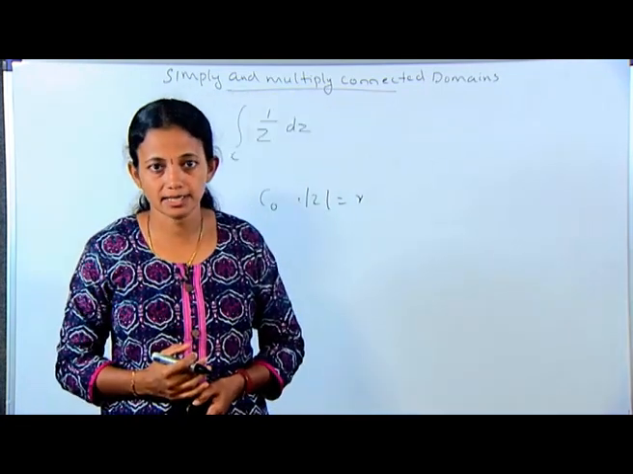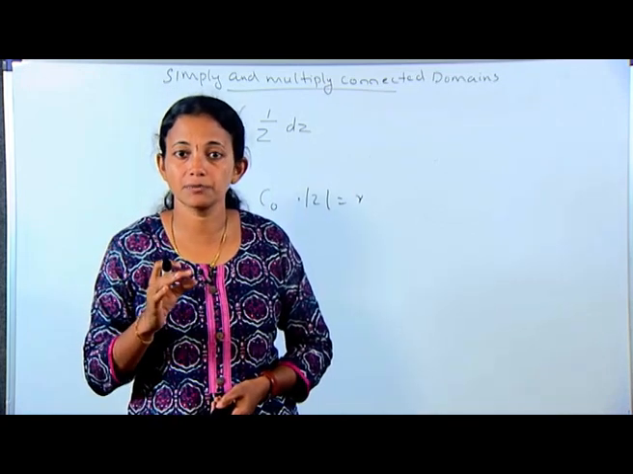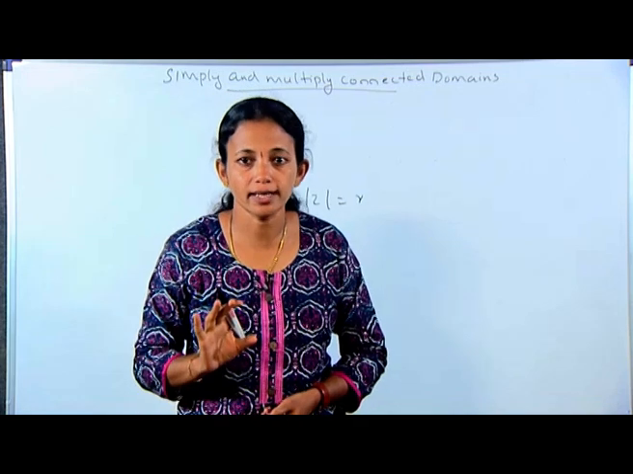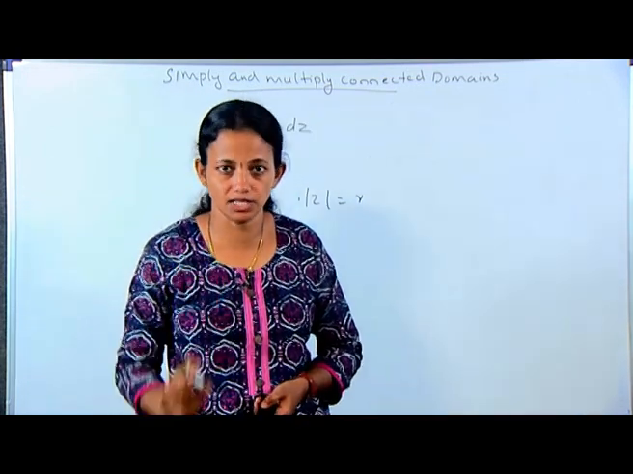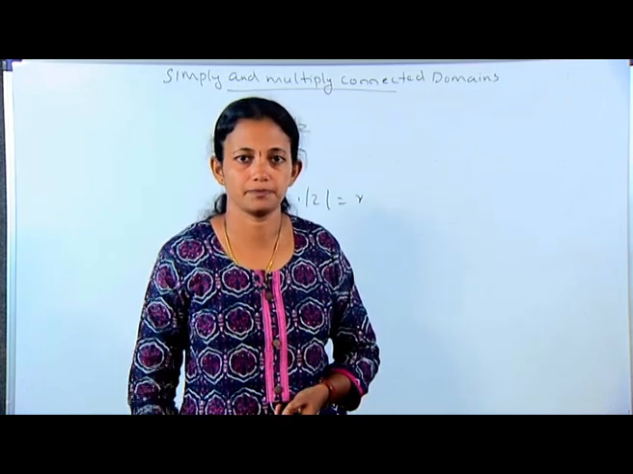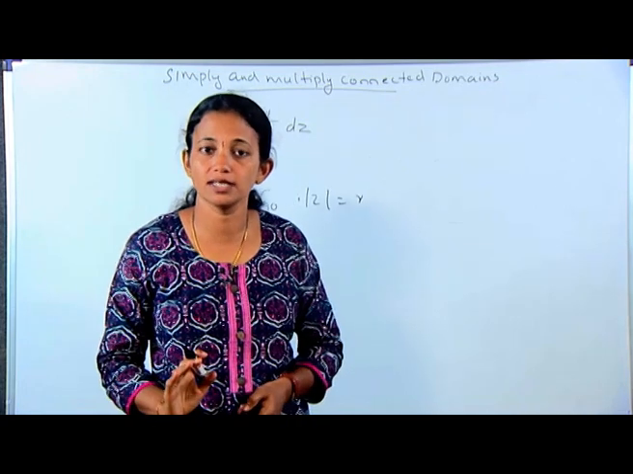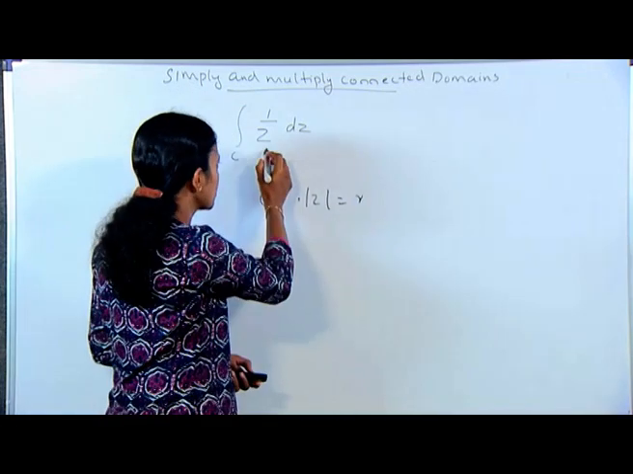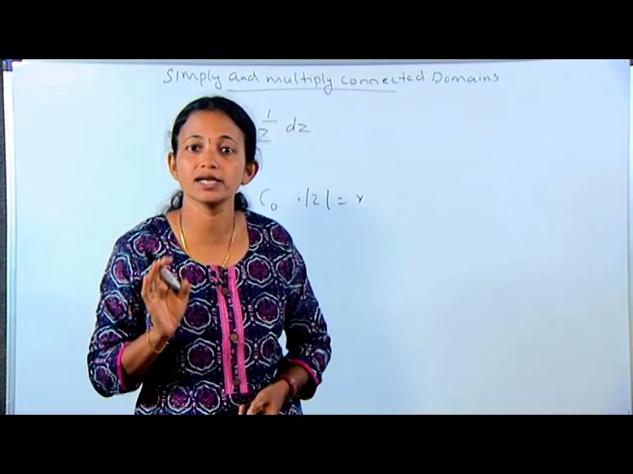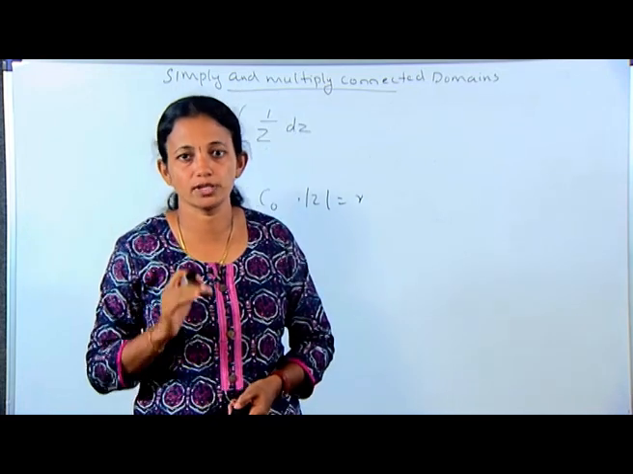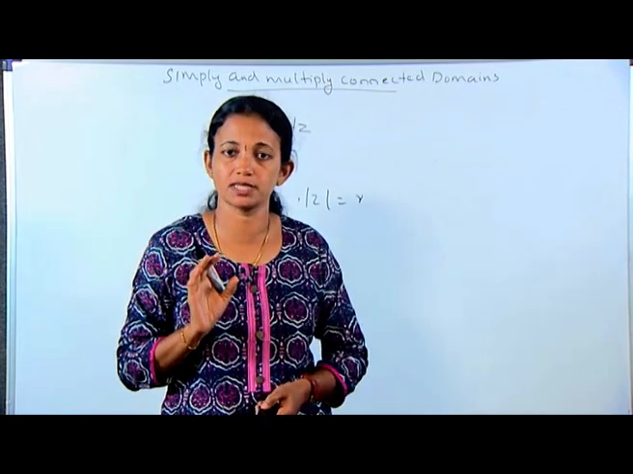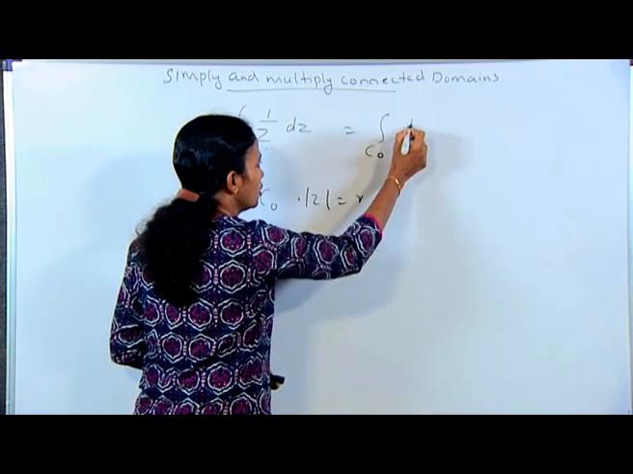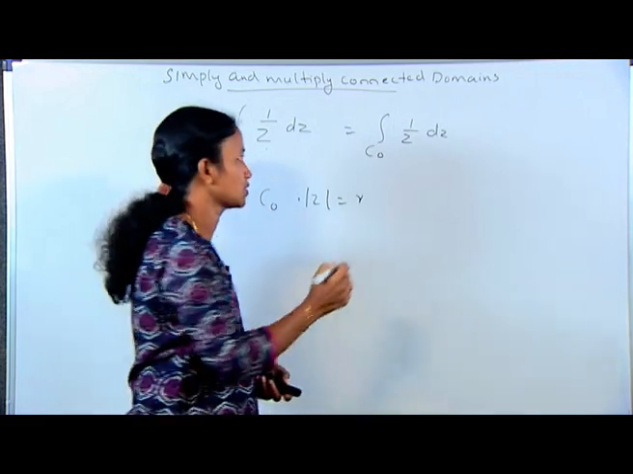Now, f(z) equal to 1 by z is analytic at all points except where z is equal to 0, where it is not defined. The point z equal to 0 is not included in the closed region consisting of C0 and C and all points between them. Hence, f(z) is analytic in that closed region. Hence, by the principle of deformation of paths, we obtain the integral over C of 1 by z dz is equal to the integral over C0 of 1 by z dz. Equation number 1.